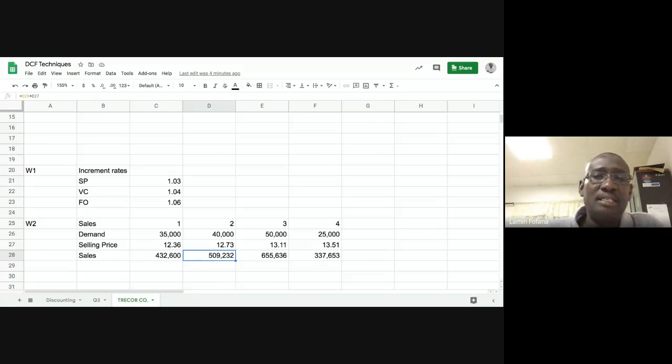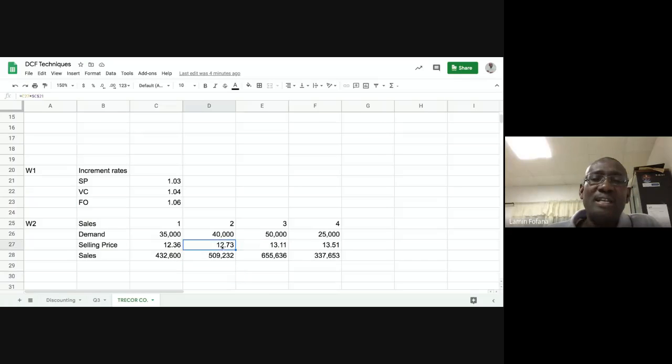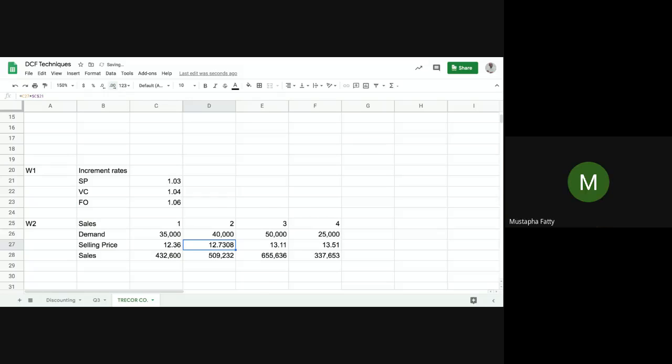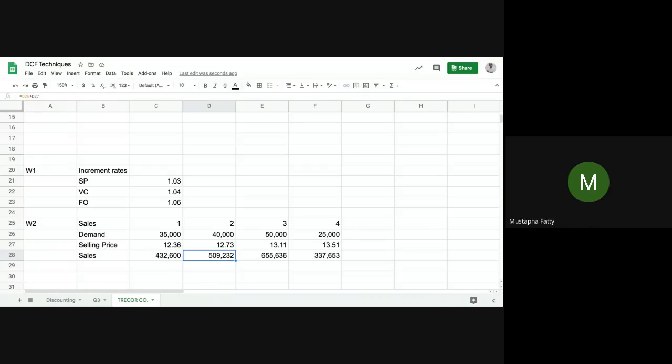But this time, just like the previous question, we've taken it to two decimal places, but inside here, it is not two decimal places. We've just rounded it, but in actual sense, look at this, it's 12.7308. So it's not two decimal places. Actually, when you have these differences, it doesn't matter. What is important is the method you follow. Okay, no problem.